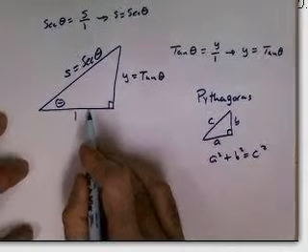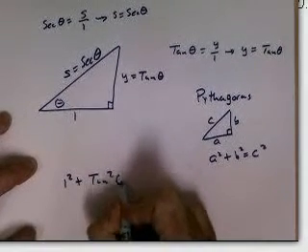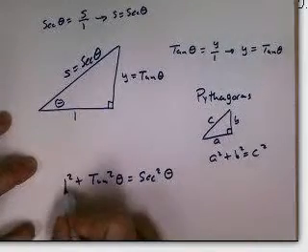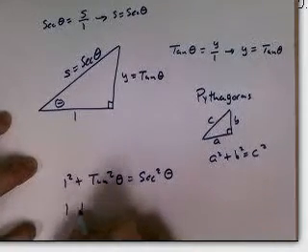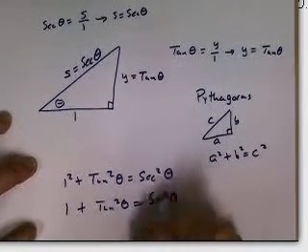Well, Pythagoras tells us that 1 squared plus tangent squared theta should equal secant squared theta. Now normally we write the 1 squared as a 1, so I'm going to rewrite this as 1 plus the tangent squared theta equals the secant squared theta.